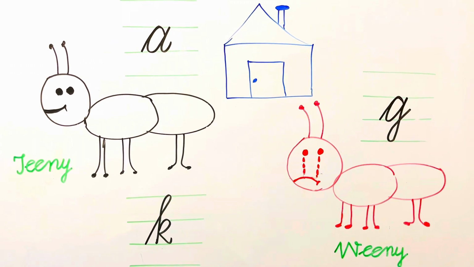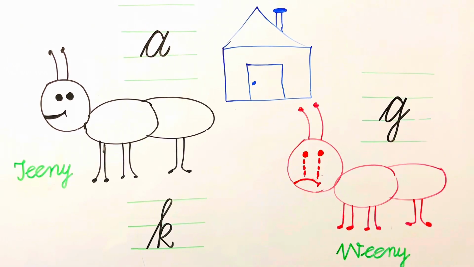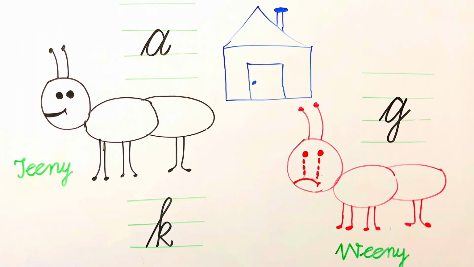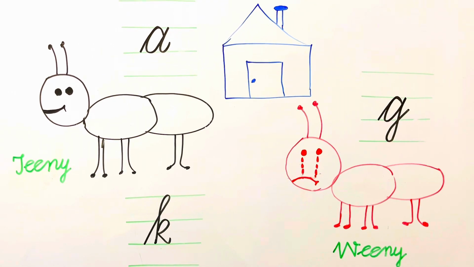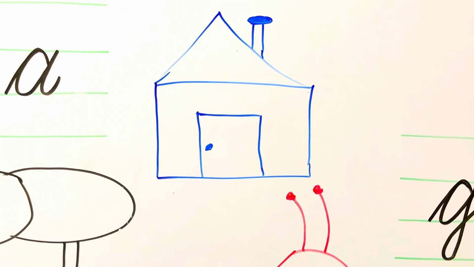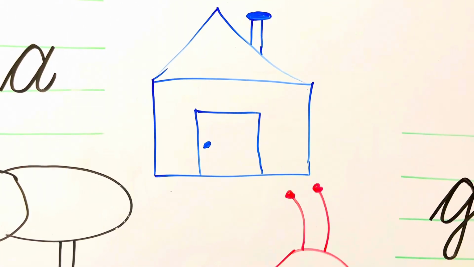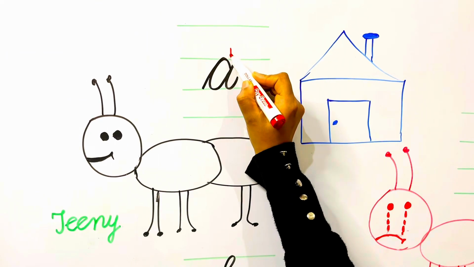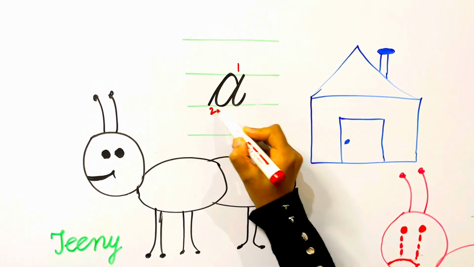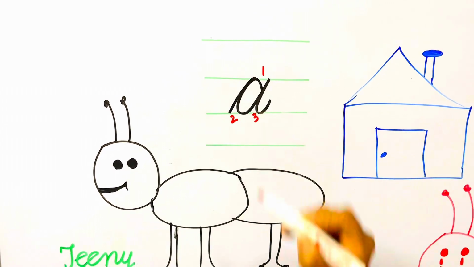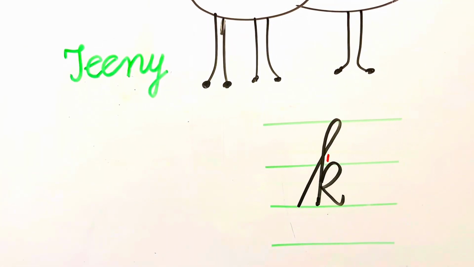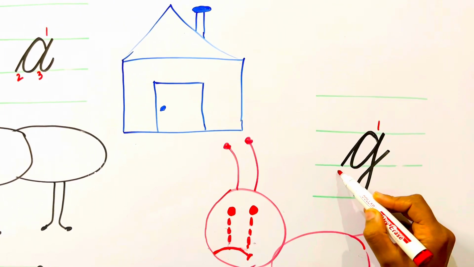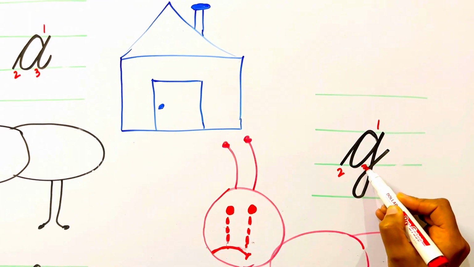We tell this teeny weeny story to students because students do not make the heart shape in cursive letter. We tell students to make hut as teeny weeny's hut where they keep their food. As you can see, the letter A in cursive has 3 huts. The letter K in cursive has only 1 hut. Then the letter G in cursive has 3 huts.